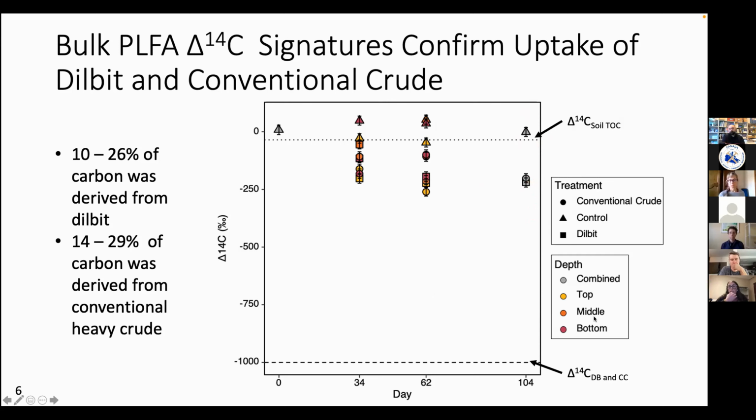So basically, we confirmed that dilbit and conventional crude biodegradation was occurring. However, the dominant carbon source was still by far the soil organic carbon. We only saw about between 10 to 29% of the carbon coming from one of the two oils. So it's important to note, yes, biodegradation was occurring, but it was happening very slowly.